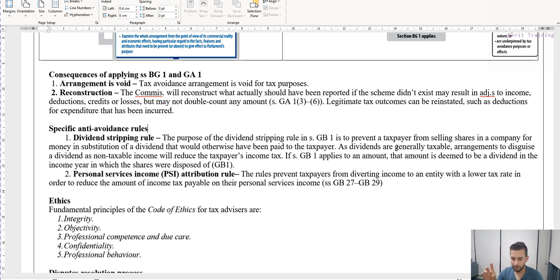But when it's going through a low tax entity, like a company, for example, they're actually doing the same thing as someone else, but the other person's paying 33% and they're paying 28%. So when personal services income goes through a low tax entity, it deems that income to be payable by the individual, and they actually have to pay it at the higher rate of tax, not through the company.